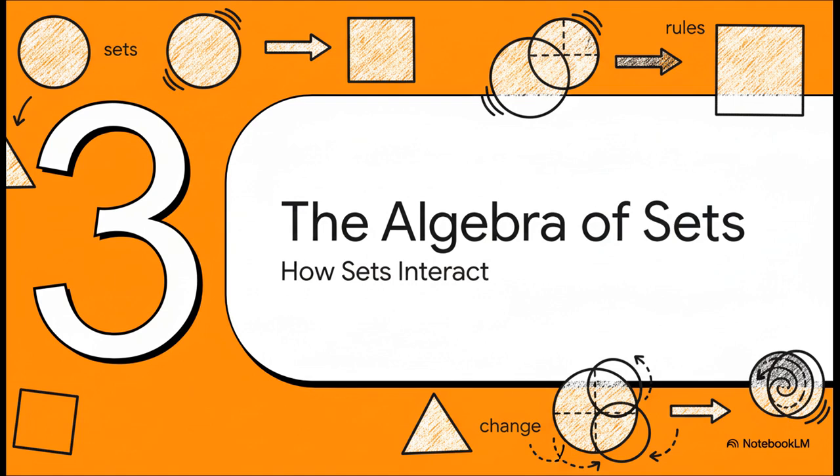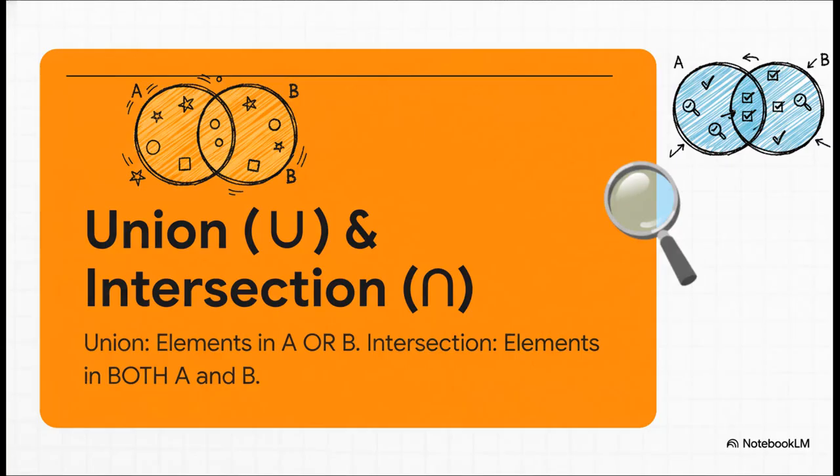Okay, so we have our basic objects, our sets. Now we need some verbs. We need some rules for how these sets can interact with each other, how they combine, how they change. This is what we call the algebra of sets. The two most basic actions are union and intersection. The union of A and B is basically everything that's in A, or in B, or in both. Just think of it as dumping everything from both sets into one big collection. The intersection, on the other hand, is a bit more picky. It's only the stuff that's in both A and B at the same time.